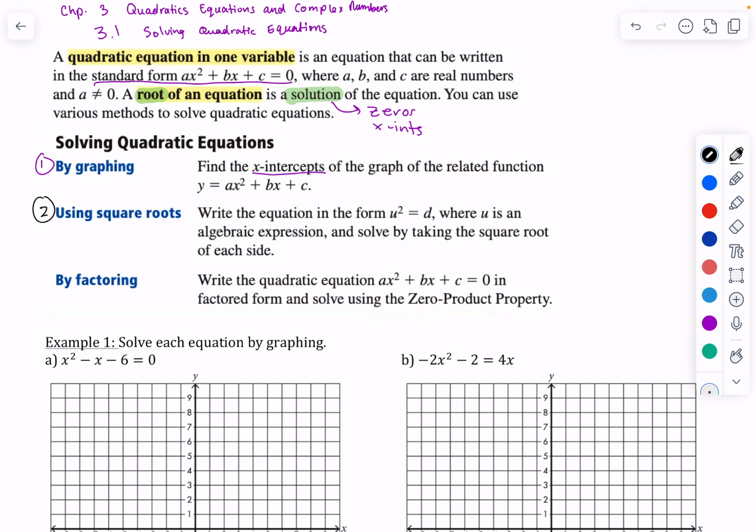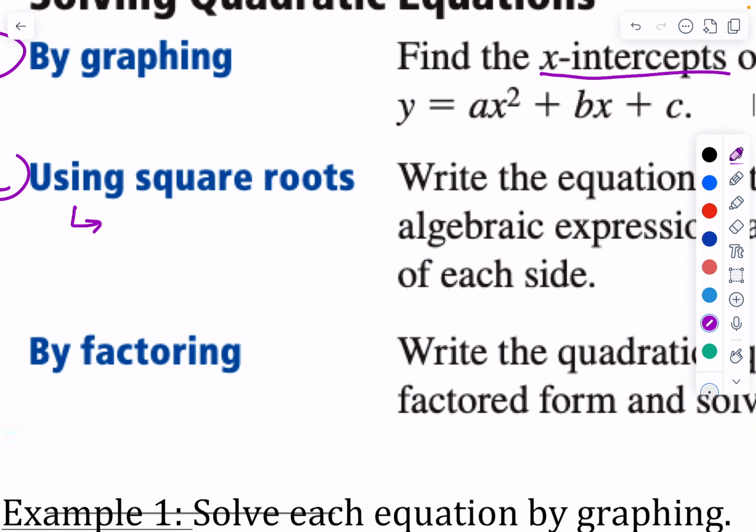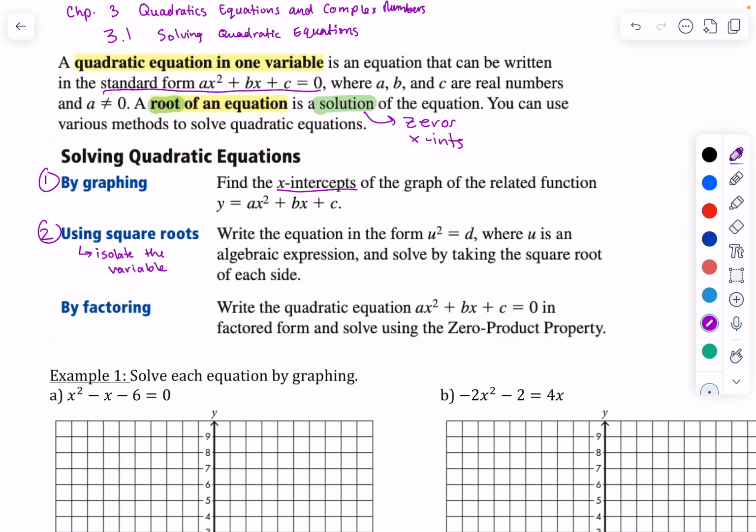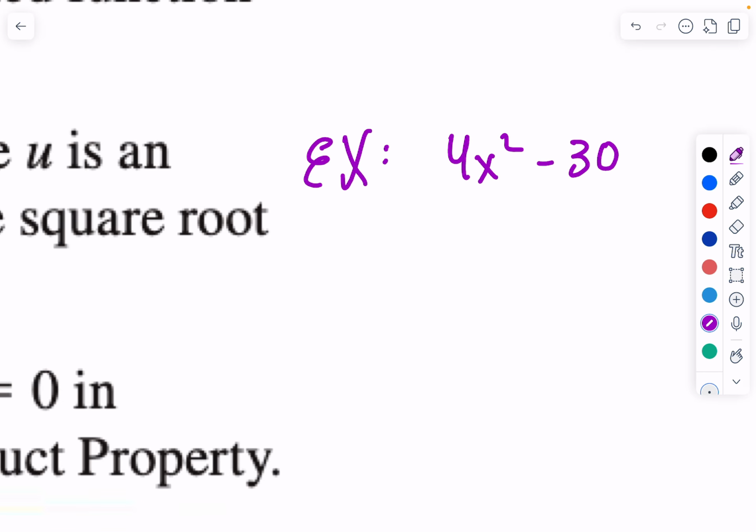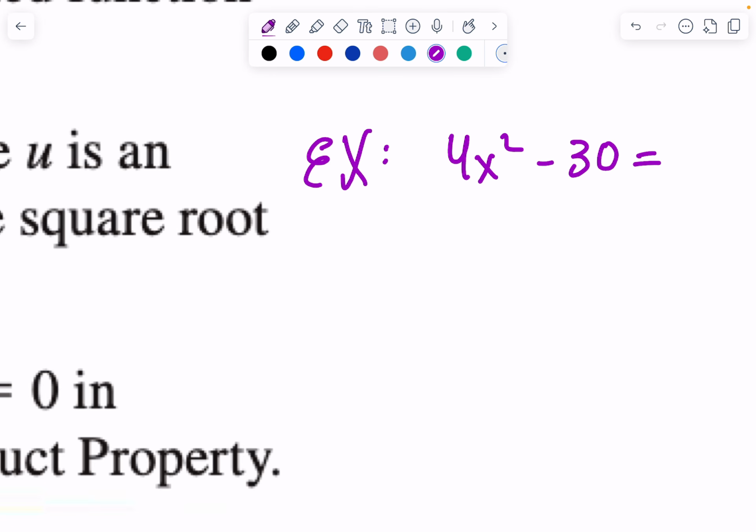The other method is using square roots, okay? In this method, I like to think of it as just isolating the variable, using inverse operations. So you can't always use this method. You can only use it when there's just one visible x value that you're trying to isolate. Okay, so what does that look like? If, for example, you have 4x squared minus 30 equals 16, okay? I can only visibly see one x value there. I know that there's technically 2 because it's x squared, but I can only see 1.